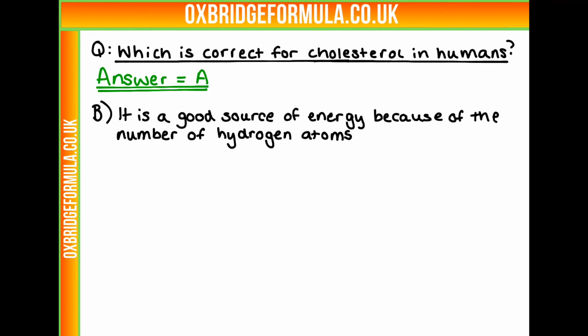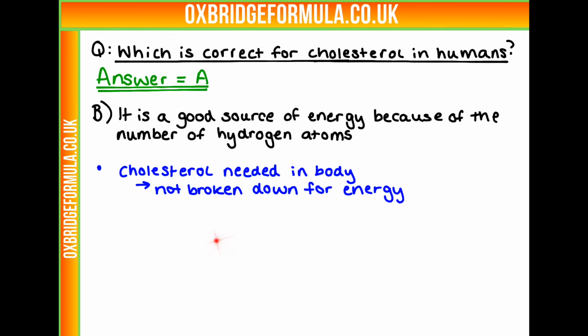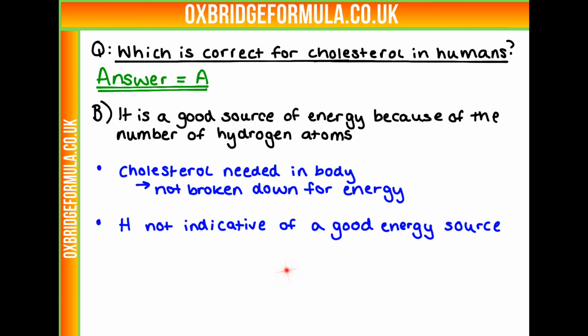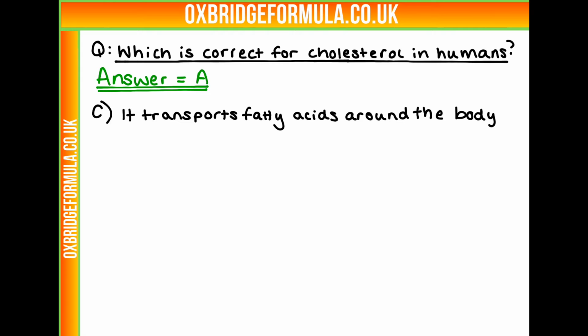So B is that it's a good source of energy because of the number of hydrogen atoms in cholesterol. Well, we know that cholesterol is needed in the body, for example, for membrane fluidity. It's not actually broken down for energy. And also, the amount of hydrogen something has is not indicative of a good energy source. So this is incorrect.